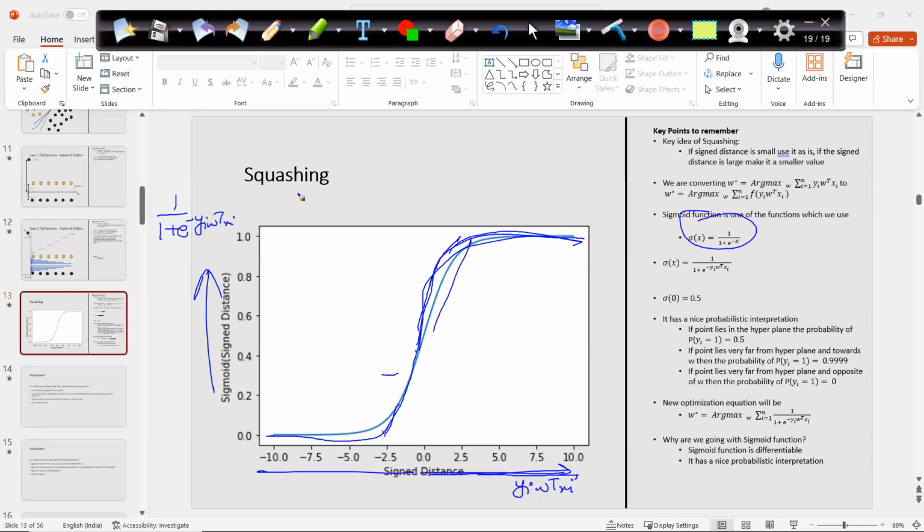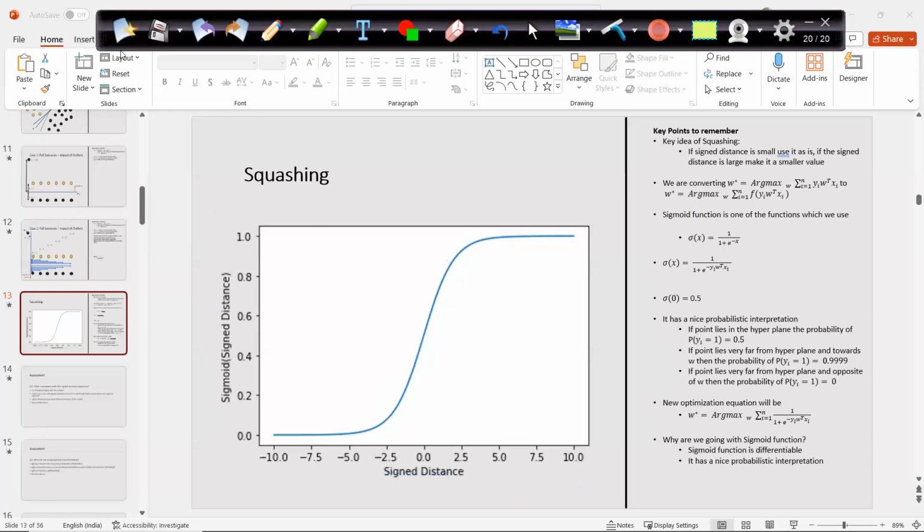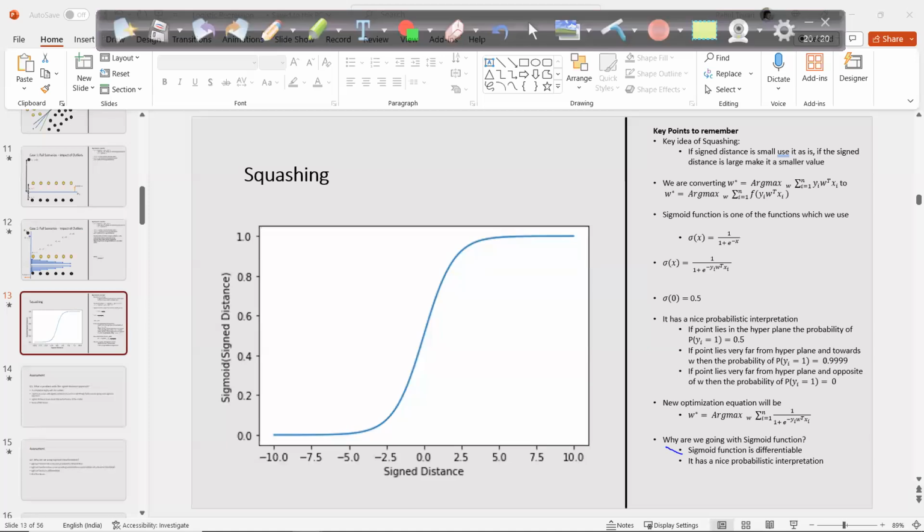So that is the idea of the sigmoid function. And why do they apply a sigmoid function? Can I apply some other function as well? The answer is yes, absolutely, you can apply another function also. No issues. But they went with the sigmoid function because of two reasons. First, the sigmoid function is a differentiable function, and your function should be differentiable if you're applying machine learning concepts on top of it. And second, it is giving me a nice probabilistic interpretation.